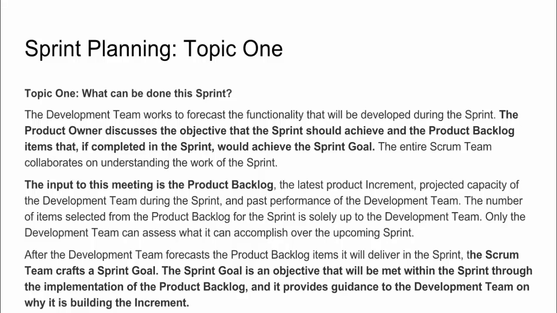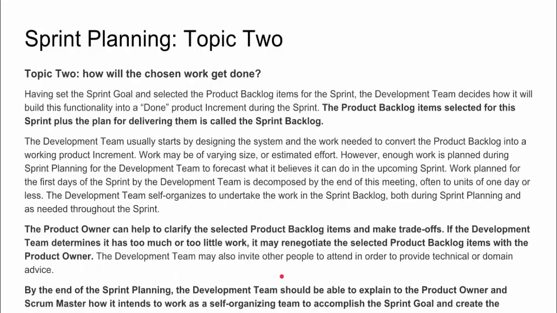And then after the team forecasts the PBIs, then it crafts a sprint goal. And the sprint goal is a unifying objective that gives the development team guidance on why it is building the increment. And remember, that's the entire Scrum team. That's you, the product owner, the Scrum development team, and the Scrum Master work together on crafting this sprint goal.